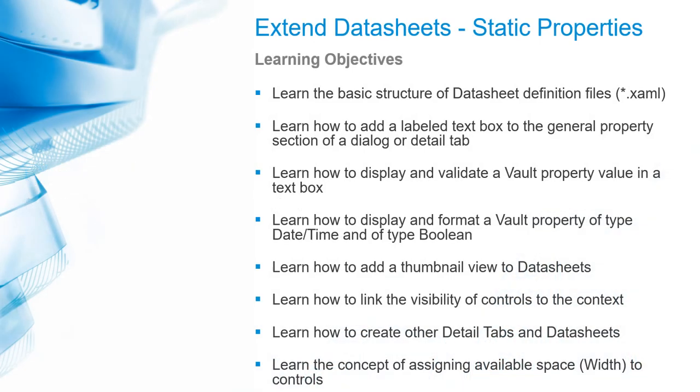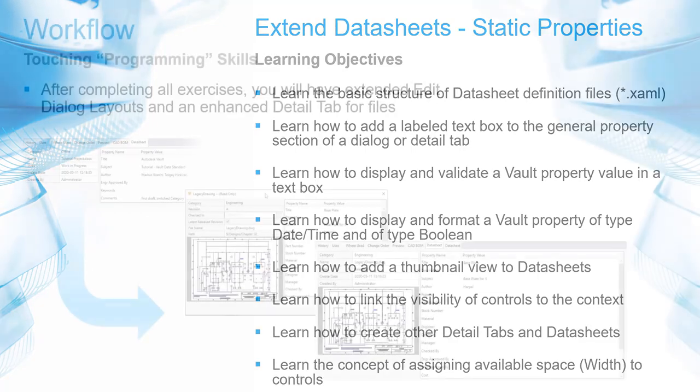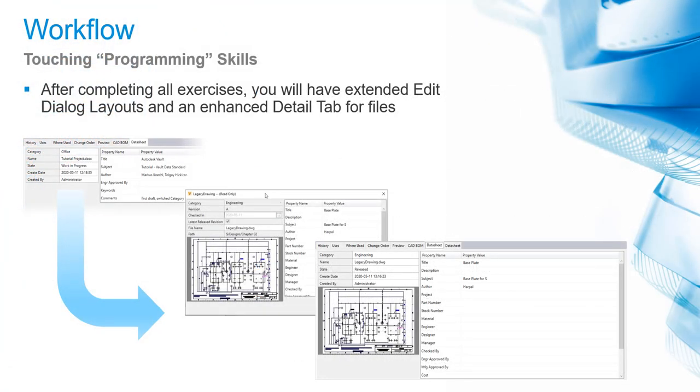This chapter lists too many learning objectives to keep in mind for now. Basically, we introduce you to the concept of VDS dialog and datasheet definitions. Each property type, like text or numbers, date, boolean, or even thumbnails, are applied in step-by-step exercises. The workflow: after completing all exercises, you will have extended edit dialog layouts and an enhanced detail tab for files.